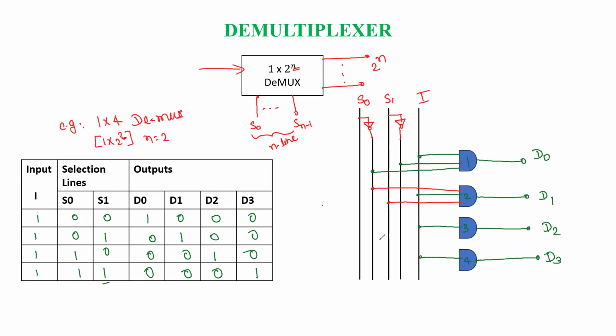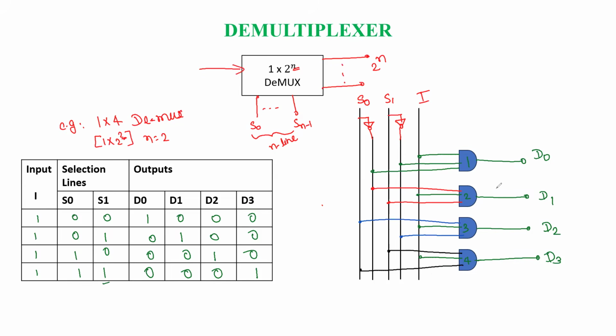The logic array and all those symbols we can't use here. Again, we have another combination, 1 0. S0 is already 1, so the non-inverted S0 is connected, and S1 is 0, so we have to connect the inverted one to AND gate 3. Similarly, the last one, if you see, we have the 1 1 selection line. Both are already 1, so the non-inverted S0 and S1 are connected to AND gate 4.